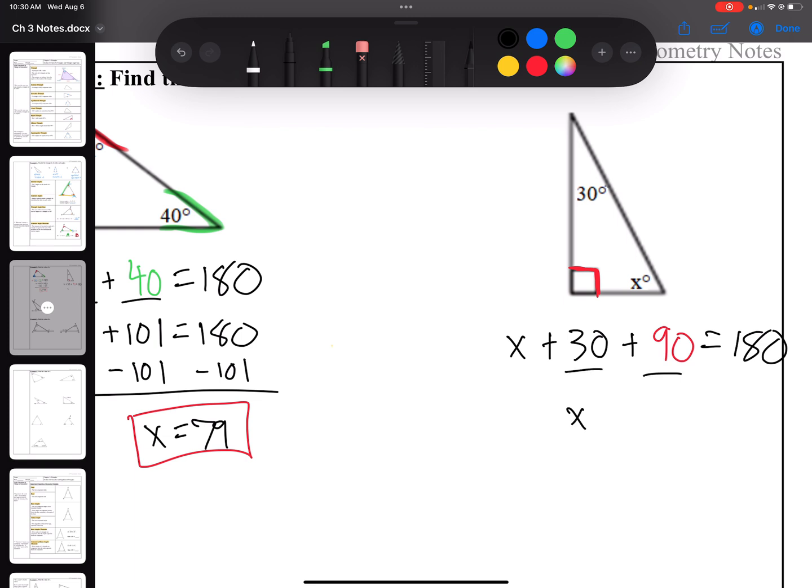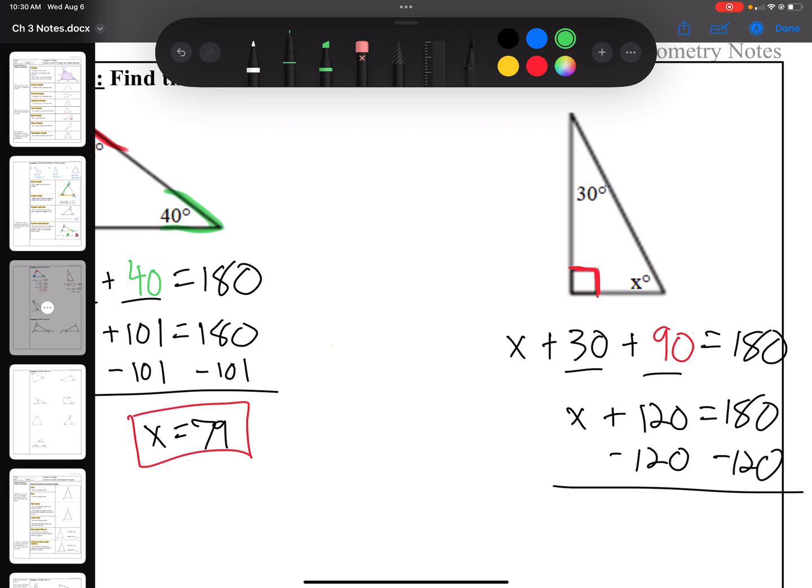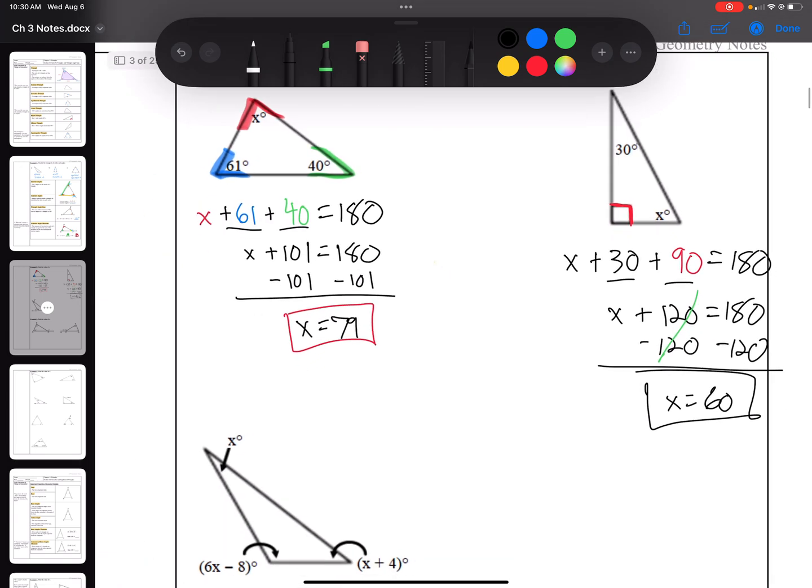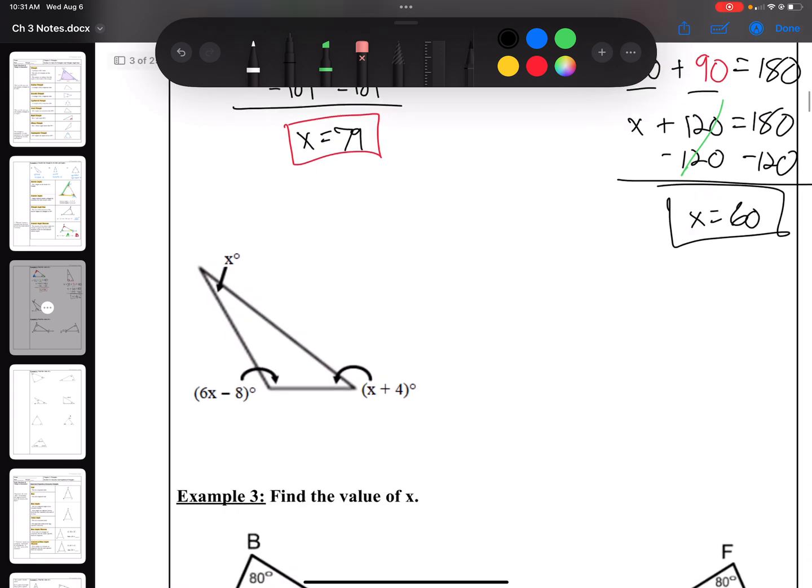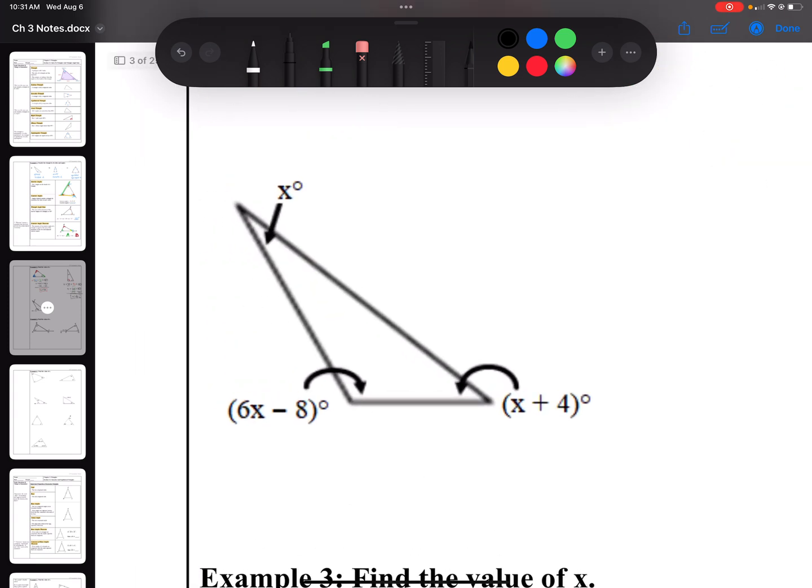So I'm going to combine my like terms over here. I've got the 30 and 90 on the same side, so I can just add them together. And next, to solve, all I need to do is subtract 120 from both sides. And I get that x equals 60. Next problem. Okay, these are all angles on the inside of a triangle.